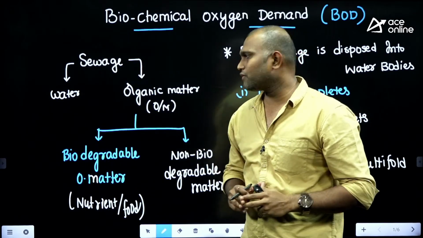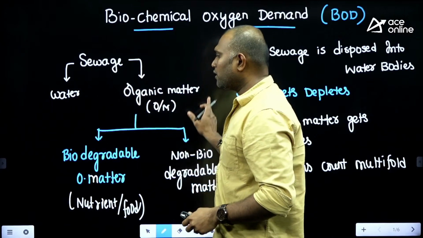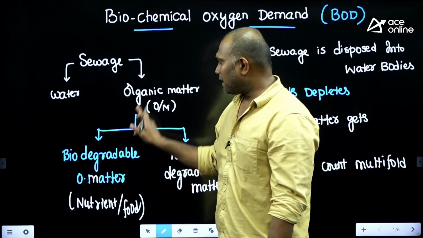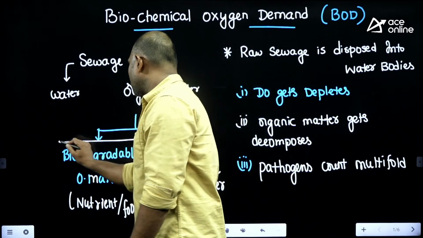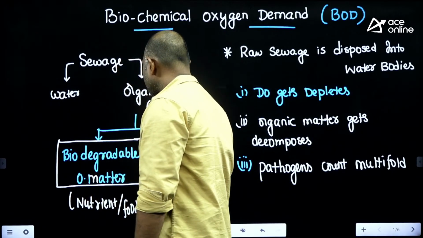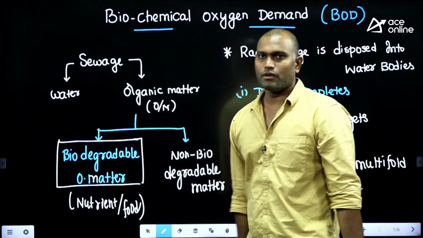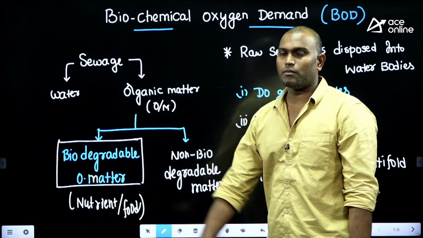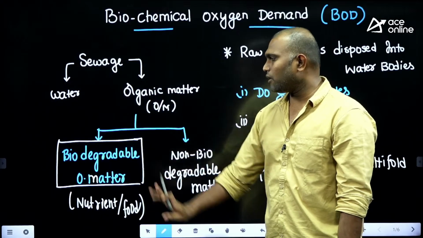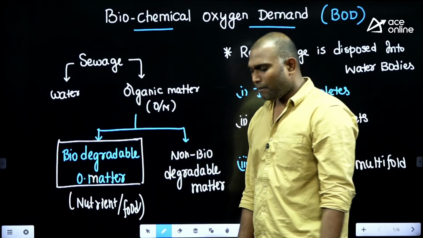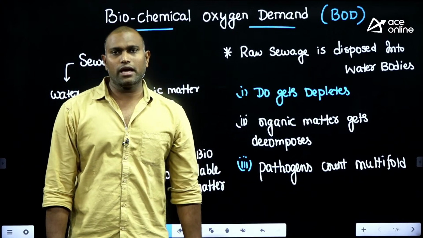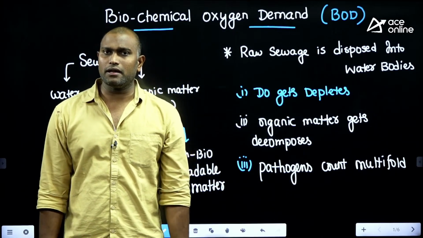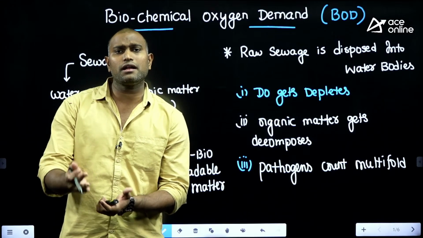Our main focus of the treatment is to remove the organic matter. And in the organic matter also, the most influencing form is biodegradable organic matter. That is the one which pollutes the water more. So our point is to remove the biodegradable organic matter. But how to remove the organic matter? Okay, in sewage there is organic matter, but how are you going to measure it?